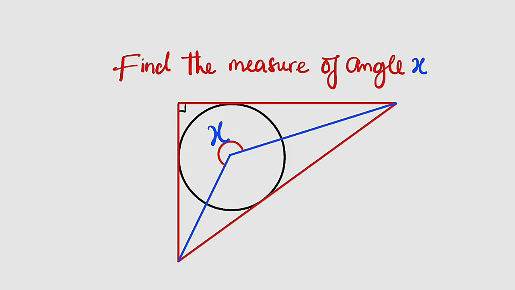And you should know that any line touching a circle at exactly one point is said to be a tangent. Therefore, this line is a tangent, this one, and likewise this one. And lastly, you should know that whenever two tangents meet at a point, like this and this meet at this point, they are said to have equal length from the point of tangency.